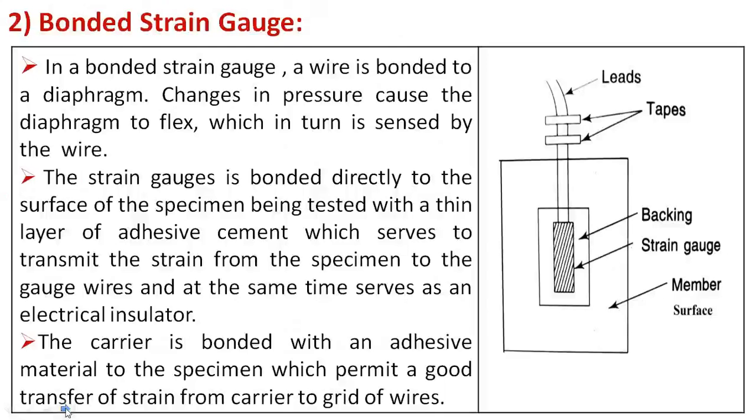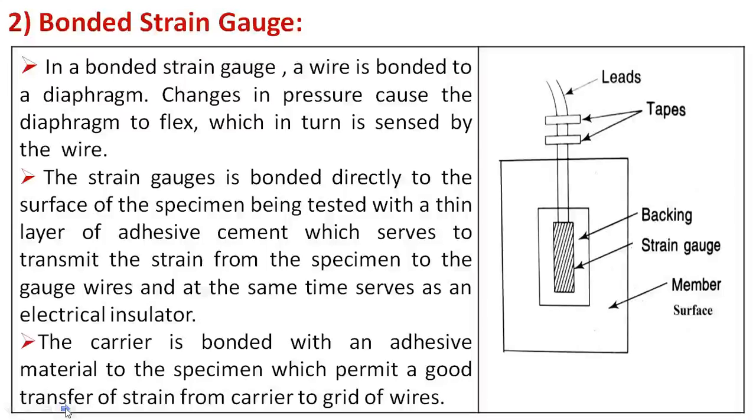In the bonded strain gauge, a wire is bonded to a diaphragm. Changes in pressure cause the diaphragm to flex, which in turn is sensed by the wire. So here the strain gauge is bonded to a diaphragm. Changes in pressure cause the diaphragm to flex, which in turn is sensed by the wire.